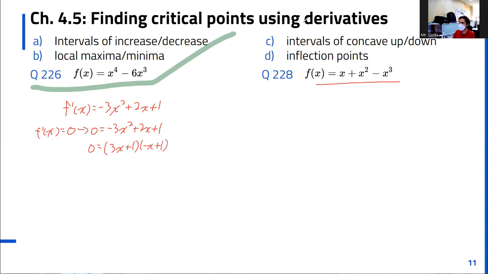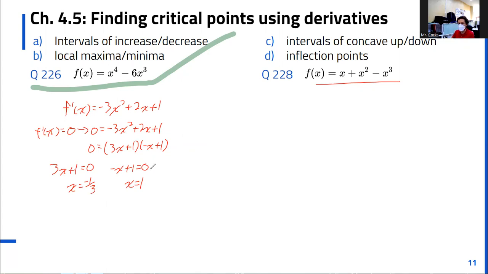Let's just double check here. 3x times 1 and 1 times negative x. So that's 3x minus x, that's 2x. Okay. 3x times negative x is negative 3x squared, and 1 times 1 is 1. So, okay, looks like it works. So roots here, 3x plus 1 is equal to 0. Then x here must be equal to negative 1 over 3. Or if negative x plus 1 is equal to 0, then x must be equal to 1.